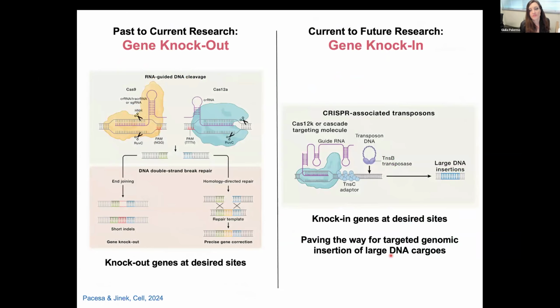The second part of my presentation will focus on a new project that we are pursuing in my lab, a different project that involves gene knock in rather than knock out. So what Cas9 does is to introduce knock outs, so it cuts pieces of DNA away. But what we are focusing on now is how to knock in very large pieces of DNA within the genome through DNA transposition.